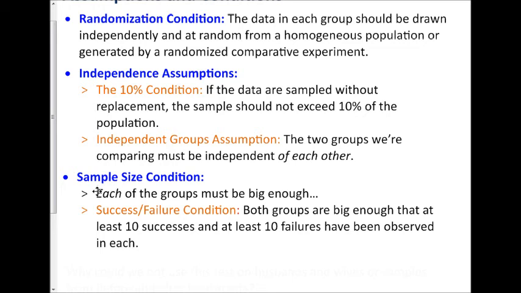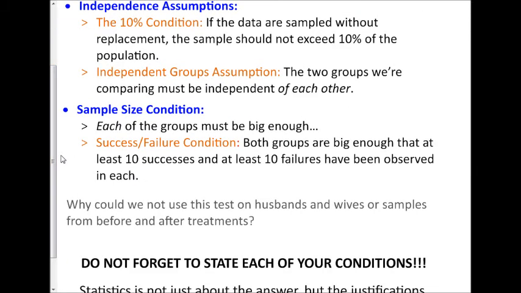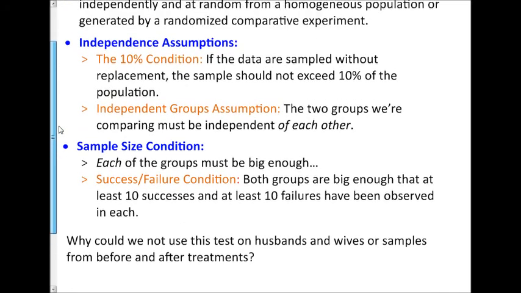Next thing, each of your independent groups have to pass the success-failure condition. Each group has to have n1p1 and n1q1 greater than 10. Both groups must be big enough. And if you have those, you get to proceed with caution.